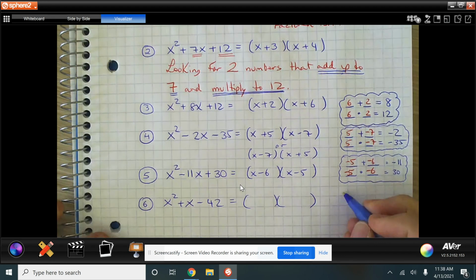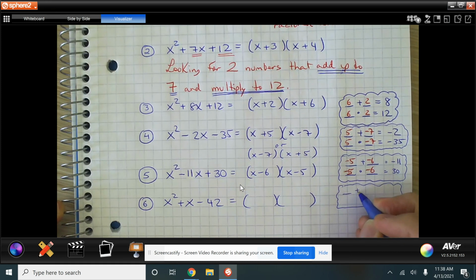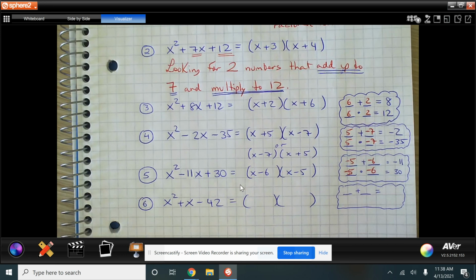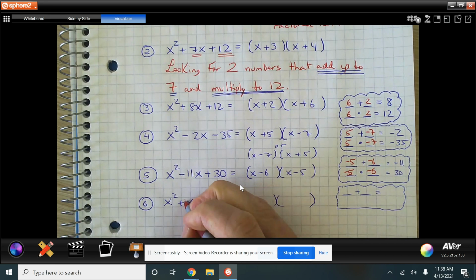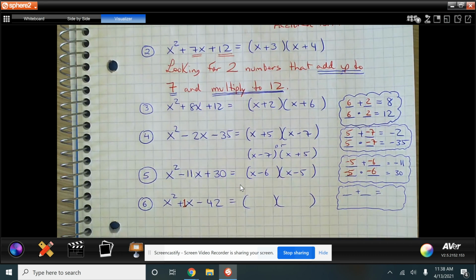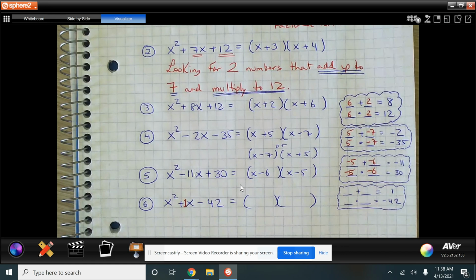So we're looking for two numbers that add up to, there's nothing there. So don't forget, when there's nothing there, that means there's a 1 there. So we're looking for two numbers that add up to 1 and at the same time multiply out to negative 42. How could two numbers multiply to negative 42 but only add up to 1? I guess that's the question.